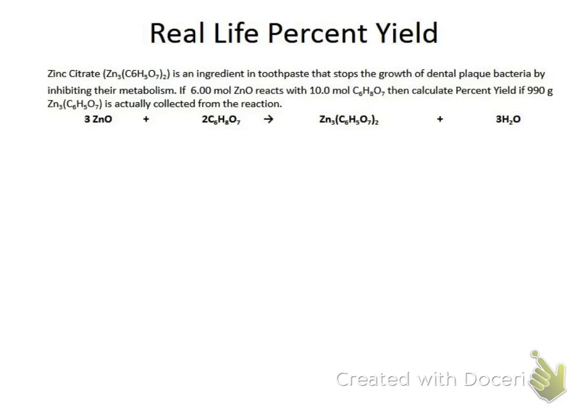You're welcome. Okay, so here we have 6 moles of zinc oxide and 10 moles of C6 and the rest of that stuff in there. It says calculate the percent yield if 990 grams is actually collected from the reaction. So when you're reading through these problems, it's a good idea to circle it and write "actual" so that you don't, on accident, start with it. We're not going to use that till the end. Okay? So we have 6 moles and 10 moles of the reactant.